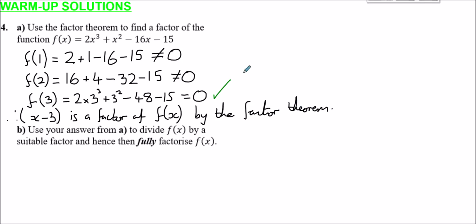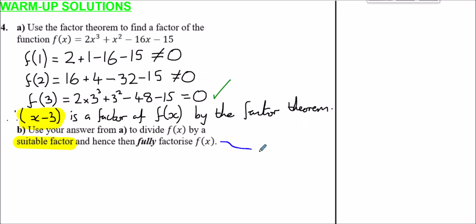Now part B is saying to use your answer from part A to divide f of x by a suitable factor. We now have a suitable factor, we've got x minus 3, and then fully factorise f of x. So x minus 3, I would suggest, is our suitable factor. Then we can factorise f of x. So division can take a bit of space, so I'm just going to give myself a bit more space to do this one. So I'm going to do it over here. And then we can think about fully factorising it after we've done the division step.